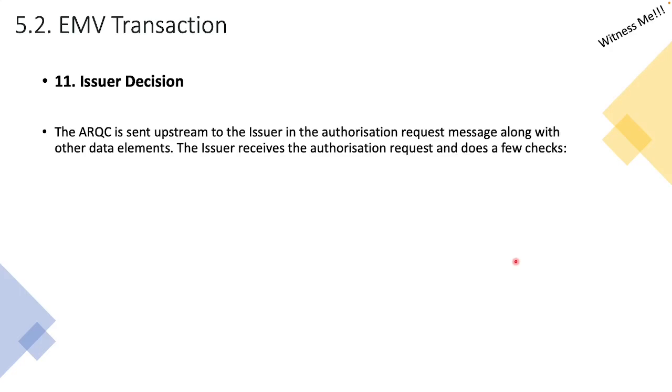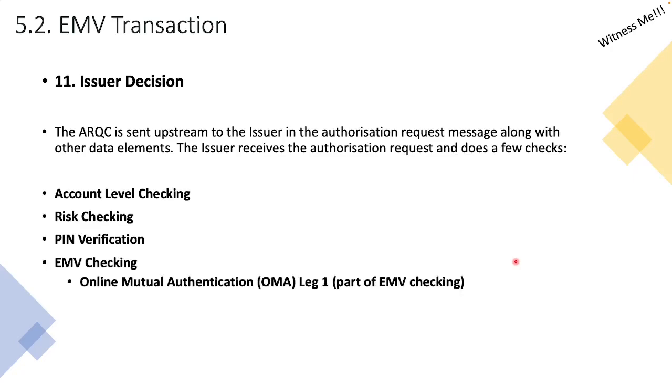We said that the ARQC is sent upstream to the issuer in the auth request message along with some other data elements. The issuer receives the authorization request, and at this point it does a few checks, right? The first thing it'll do is account level checking. It'll do some risk checking, PIN verification if necessary, and obviously at the end EMV checking, right? Of particular interest in this video is online mutual authentication, OMA, leg 1, which is also referred to as ARQC validation.